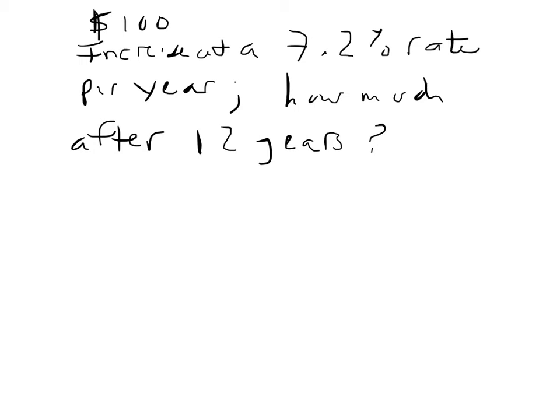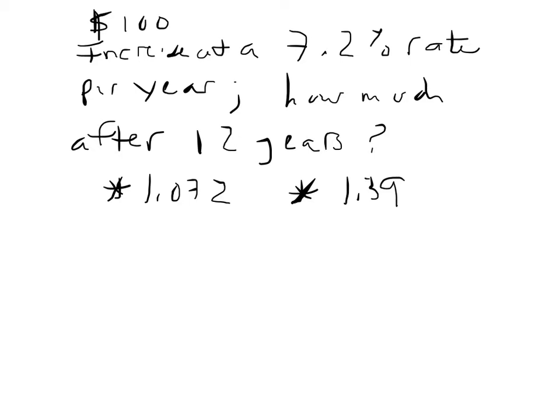So suppose I got $100, and I'm told it's going to increase at a 7.2% rate per year. The question is, how much am I going to have after 12 years? I think we want to realize that if we multiply something by 1.072, that means that in essence I'm increasing that something by 7.2%. If I multiply something by 1.39, I'm going to be increasing it by 39%.